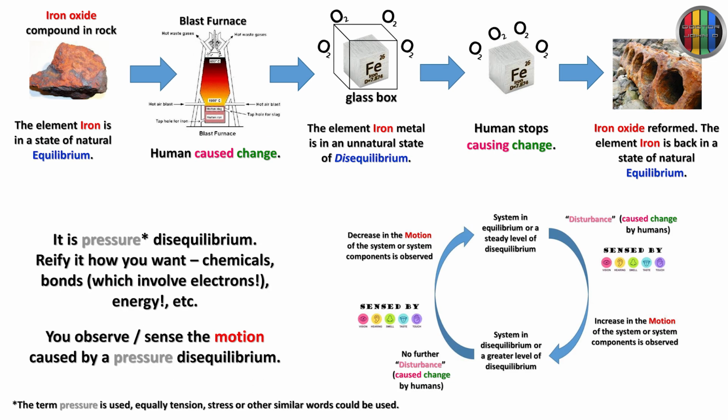Iron oxide compound in rock. The element iron is in a state of natural equilibrium. Blast furnace. Human-caused change. The element iron metal is in an unnatural state of disequilibrium. Human stops causing change. Iron oxide reformed, the element iron is back in a state of natural equilibrium. It is pressure disequilibrium, reify it how you want: chemical bonds, which involve electrons, energy, etc. You observe or sense the motion caused by a pressure disequilibrium.